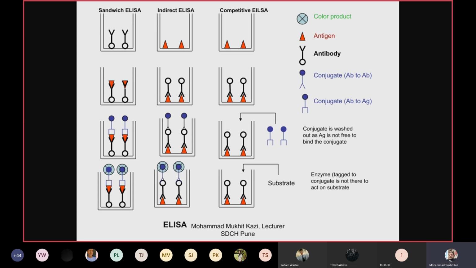This is the ELISA test, enzyme linked immunosorbent assay. You can see there are 3 rows of wells. The first is the sandwich ELISA, the second is the indirect ELISA, and the third is the competitive ELISA. To your right, you can see the different indicator systems. The triangle in red color is the antigen, then the antibody, the color product as a circle with a cross, and then the conjugates, with different shapes.